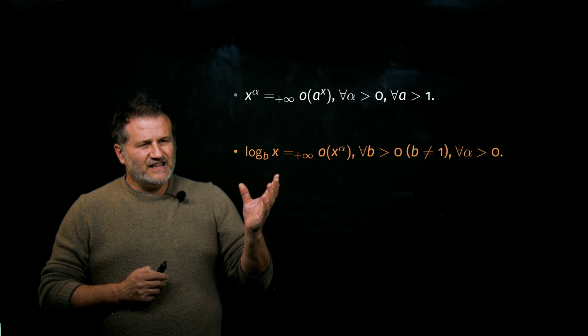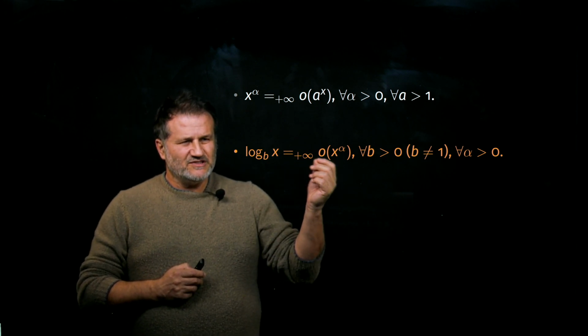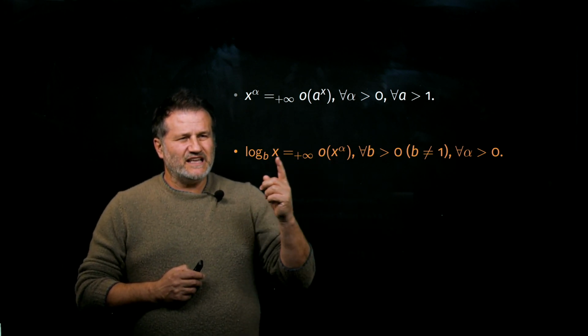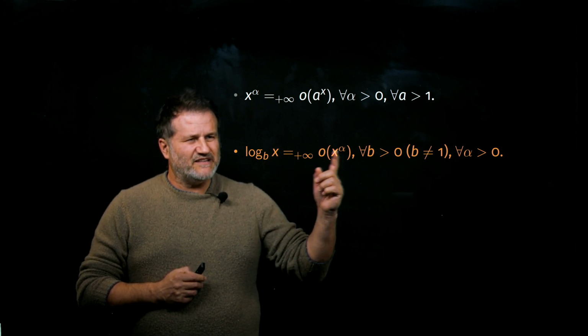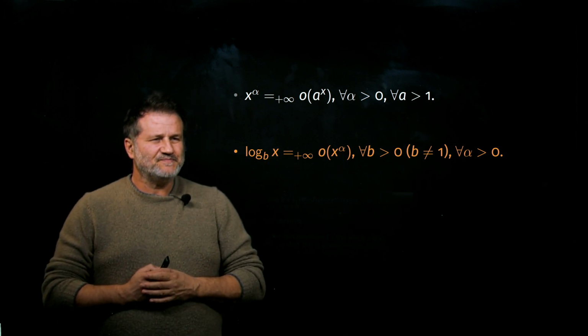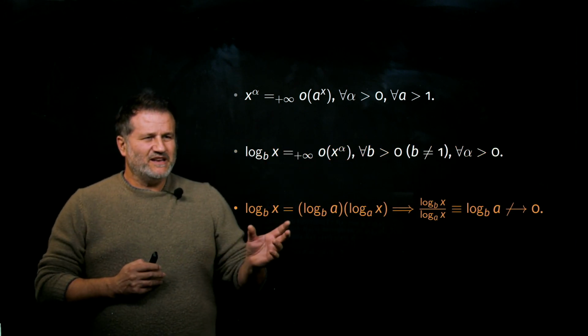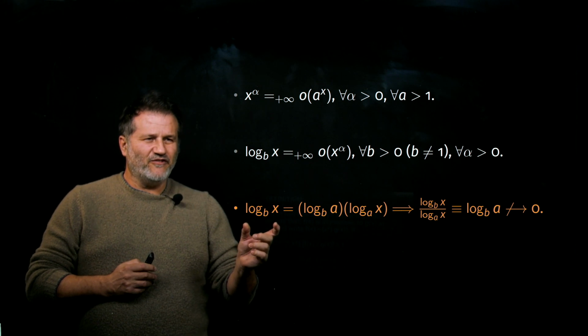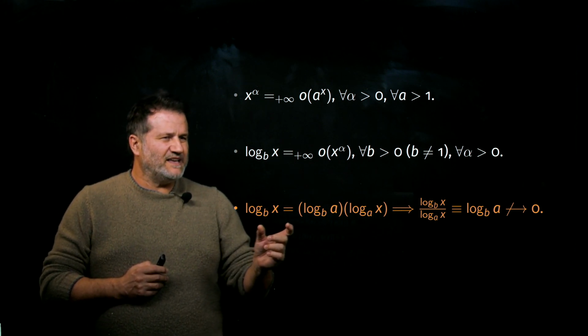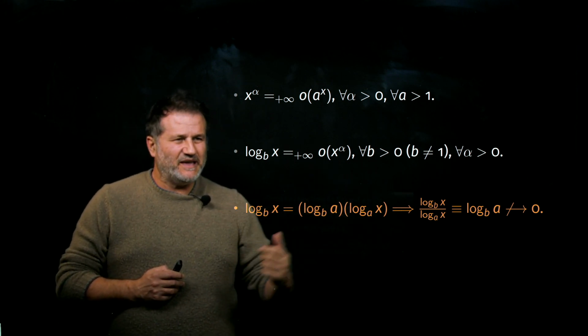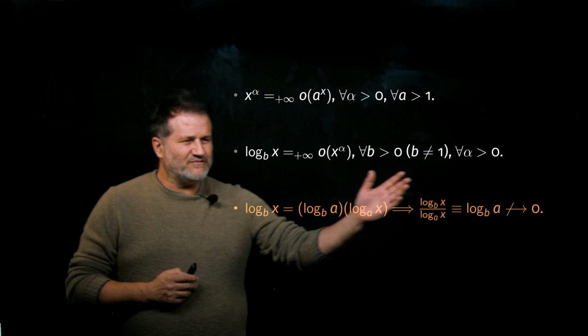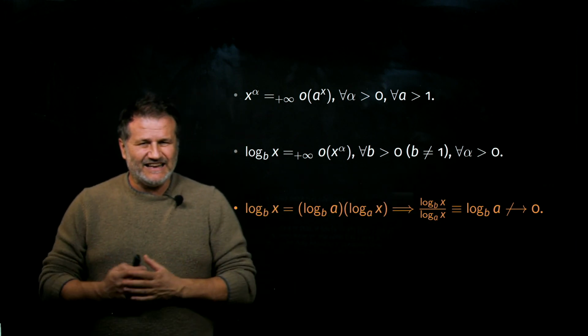Similarly, logarithms are lower order, so are little o of powers, whatever is the base of the logarithm and whatever is the exponent of the power. But when we compare two logarithms, for example, we know that there is a conversion formula for a logarithm in one base to the logarithm in another base. So we may imagine that the ratio is just constant and it cannot go to 0.